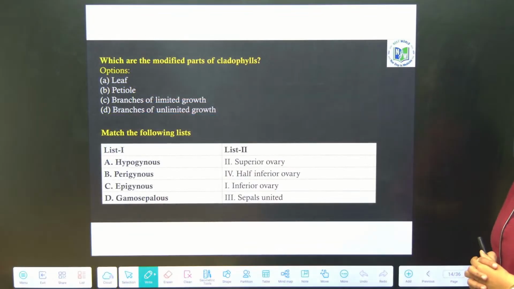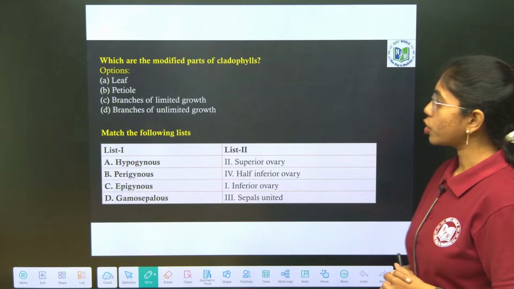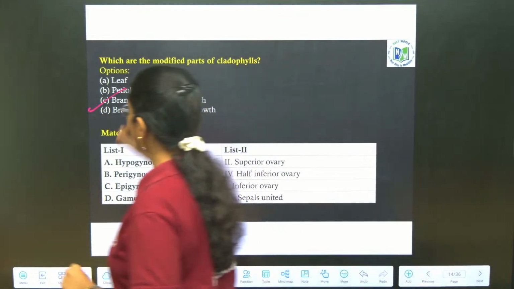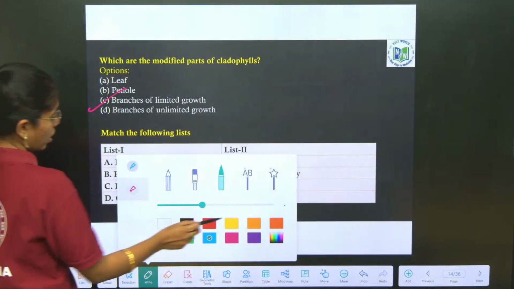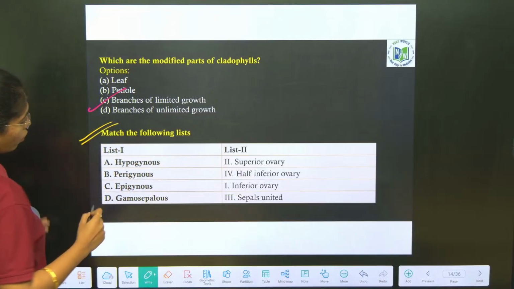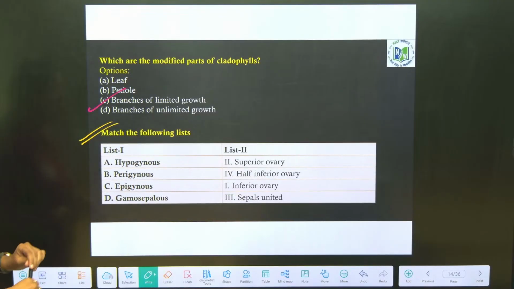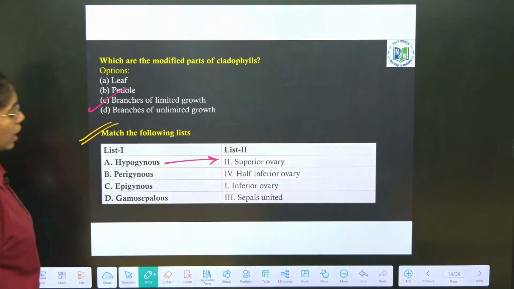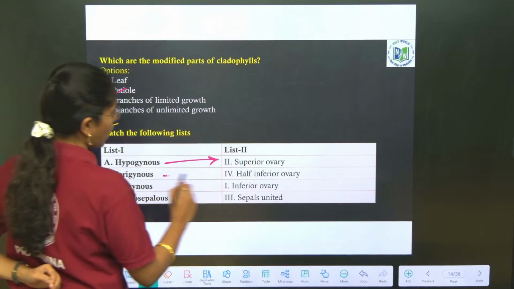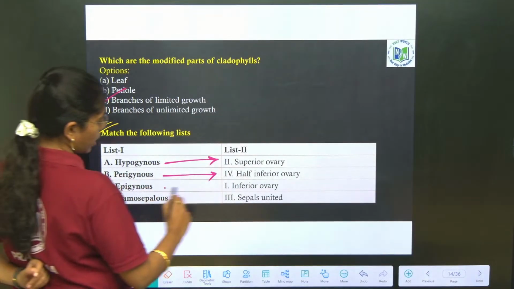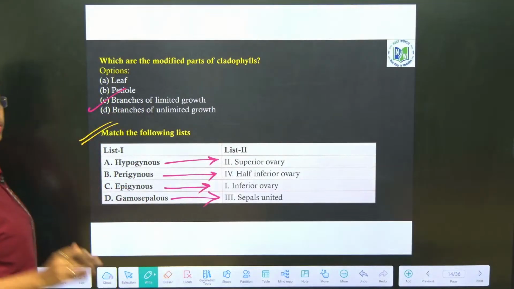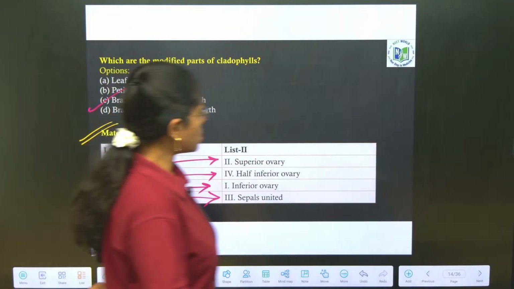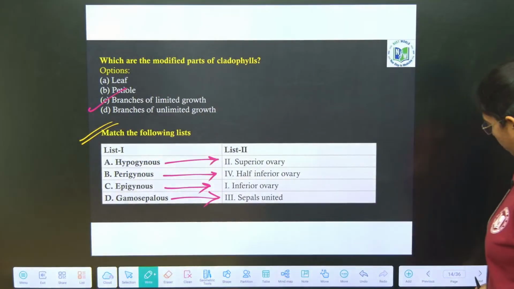Next you see, which are the modified parts of cladophylls? Cladophyll modified part is what? Branches of limited growth. Simple question, easy type, right? Next here you see, match the following list. Hypogynous flower will show superior ovary. Perigynous flower: half inferior and half superior ovary. Epigynous: completely inferior. Gamosepalous means sepals which are united are addressed as what? Gamosepalous condition. Okay. So, this is that match the following table.